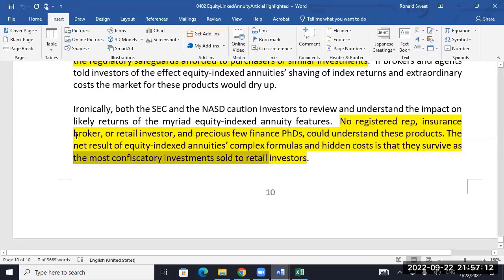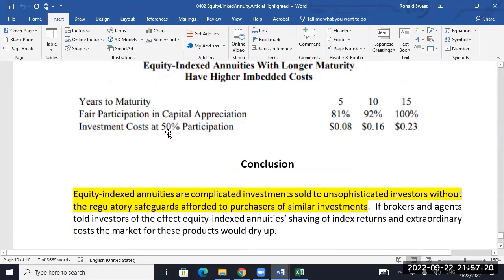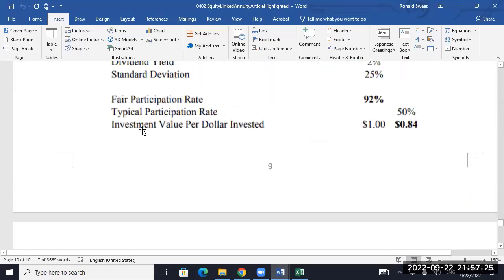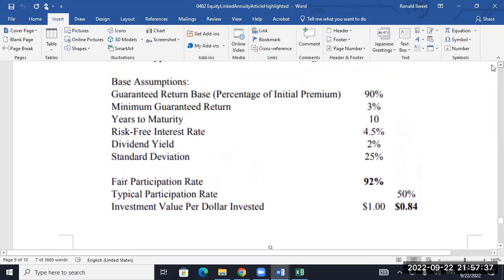How many equity index annuities do you think the author of this article owns? Probably not too many. Anybody want to argue the other side? I know I sound biased. I don't think I'm biased. I think I'm just telling you the truth. I hate these products. If any of y'all sell these and want to make the argument, you can make it to me privately.